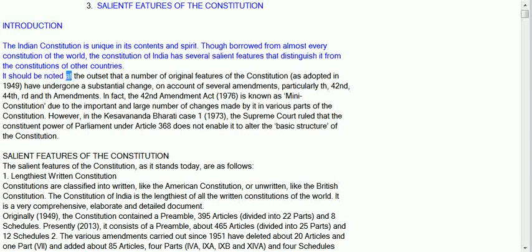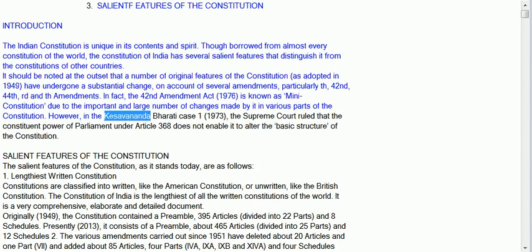It should be noted at the outset that a number of original features of the Constitution, as adopted in 1949, have undergone a substantial change, on account of several amendments, particularly the 42nd, 44th, 73rd, and 74th amendments. In fact, the 42nd Amendment Act, 1976, is known as Mini Constitution due to the important and large number of changes made by it in various parts of the Constitution.